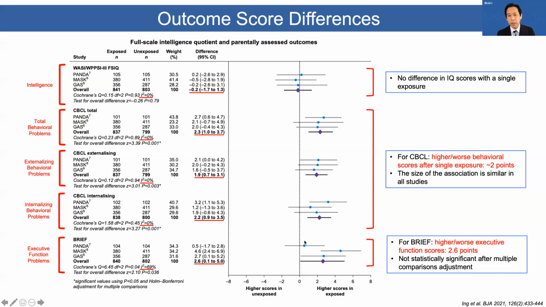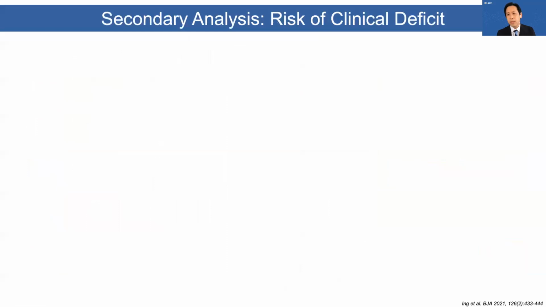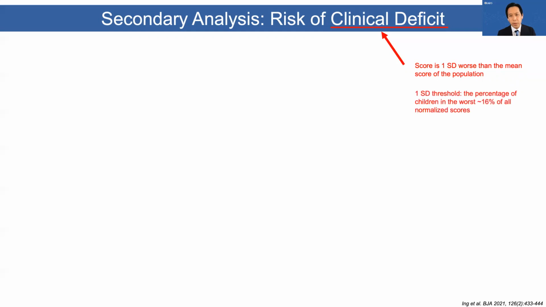So one of the tricky things about score differences is to try to figure out what a 2-point difference actually means from a clinical standpoint. To try to help with interpretation, we did a secondary analysis to determine if this 2-point difference was associated with clinical deficit. We defined clinical deficit as a score that was 1 standard deviation worse than the mean score of the population, which also is defined as looking at the percentage of children in the worst 16% of all normalized scores.